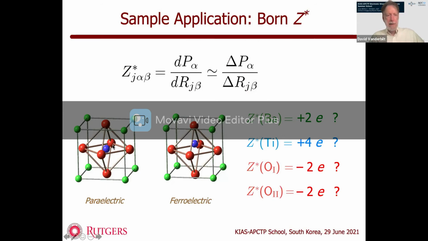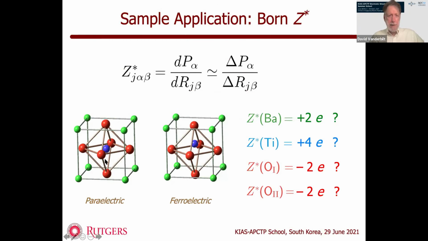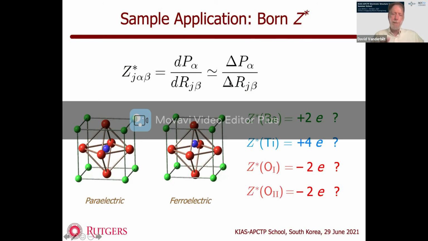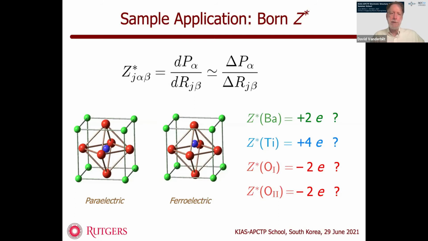Again, borrowing materials that will appear in the next talk. These are perovskite ferroelectrics. This atom in the middle, let's say, is a titanium atom. Suppose I displace all the titanium atoms upward a little bit and calculate the change in polarization divided by the distance by which that sublattice is displaced. That quantity is called the dynamical effective charge. It's well known experimentally in many of these materials because it's related to infrared absorption of electromagnetic radiation in the phonon frequency range.